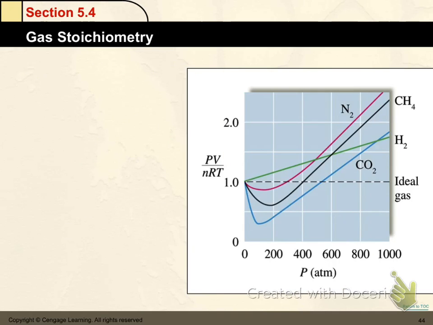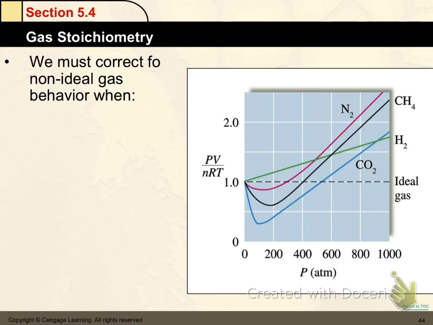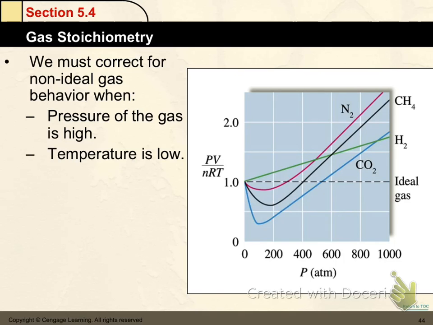I also said at the beginning of this video that we're going to take into account the fact that not all gases are ideal. So when do gases become non-ideal? Well, they're always really non-ideal, but here's where it really becomes apparent. First of all, when the pressure of the gas is really, really high. Second of all, when the temperature is really, really low.